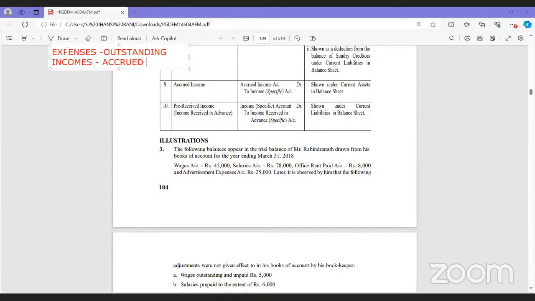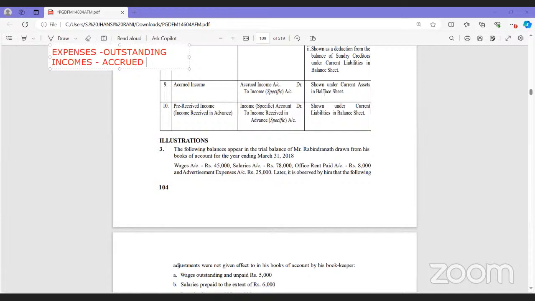In the profit and loss account or trading account, expenditures will be on the debit side and incomes will be on the profit and loss account credit side. So in that case, we will add it to that respective income. Here they did not mention it, but they have to keep it here.